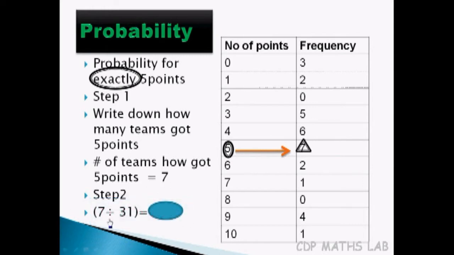is to divide the number of teams that got 5 points by the total number of teams, and then our probability will simply be 0.23. So simple. So all you got to do is first identify the points given right here, then the number of teams who got that 5 points, and then divide that number by the total number of teams, and then your answer would be 0.23. Very easy.